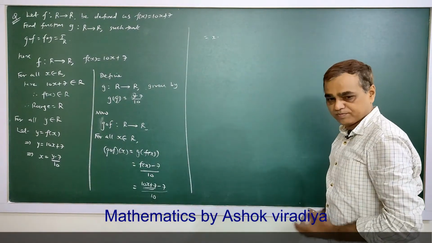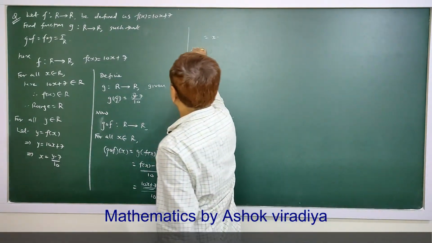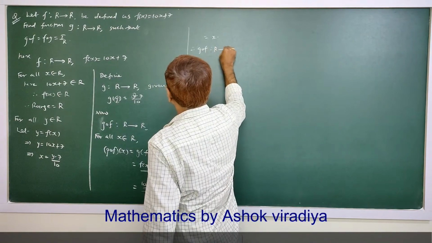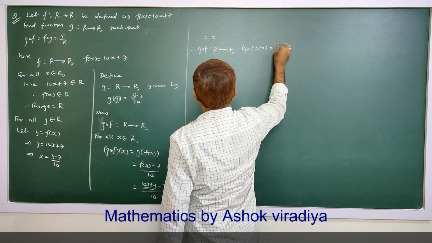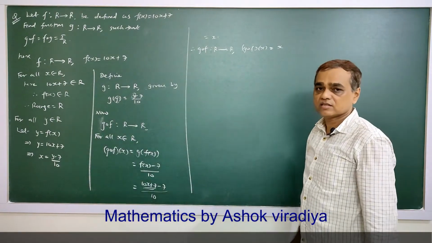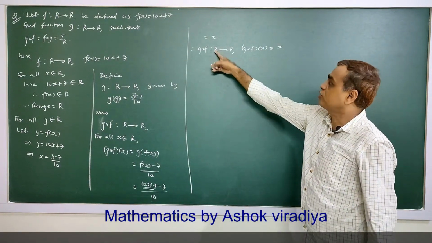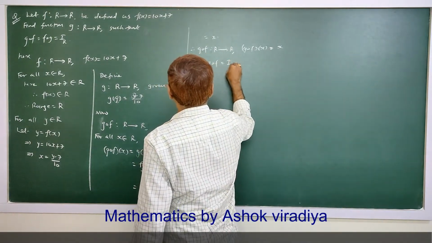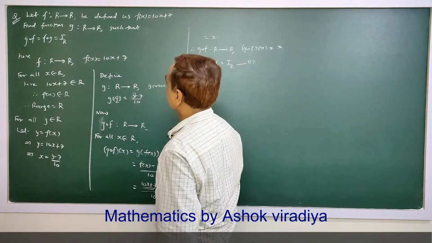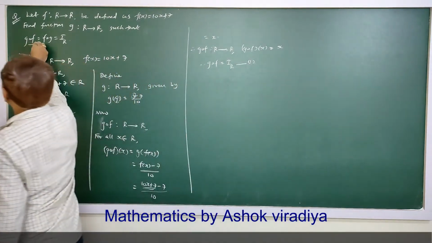That is proved. Therefore g of f is from R to R, and g of f of x is x. This is the identity function on R. Therefore g of f is the identity function on R. So this condition is satisfied.